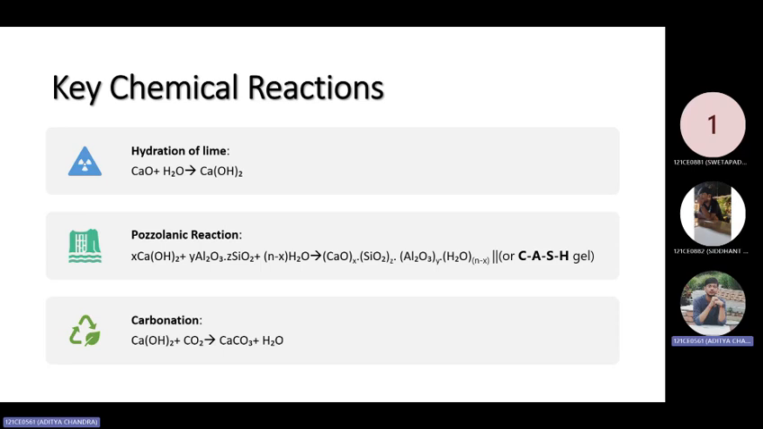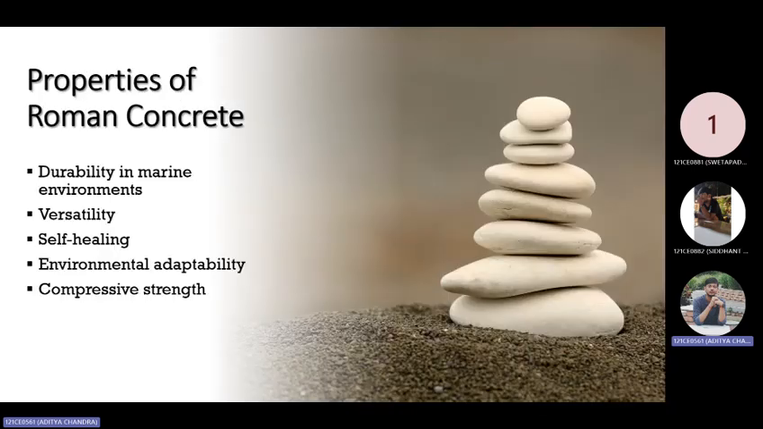which is a binder material. Then the third one is carbonation, which is the reaction of carbon dioxide with calcium hydroxide to form carbonates. Next are the properties of the concrete, which involve durability in marine environments, versatility, self-healing, compressive strength, and environmental adaptability. Now I hand over to my friend Siddhant to explain further about this topic.